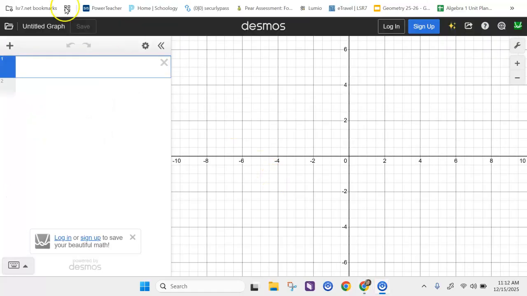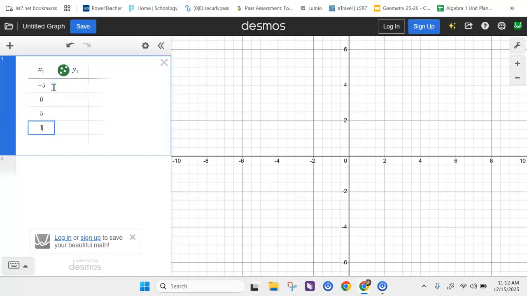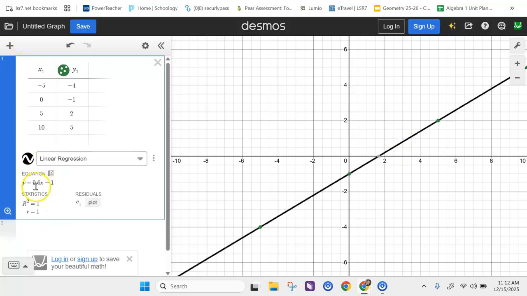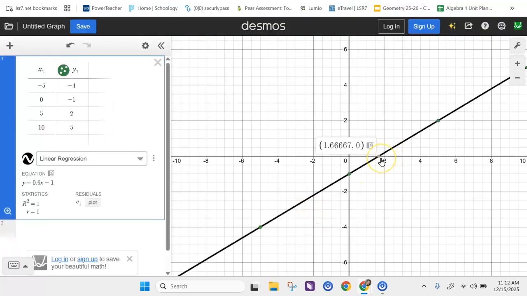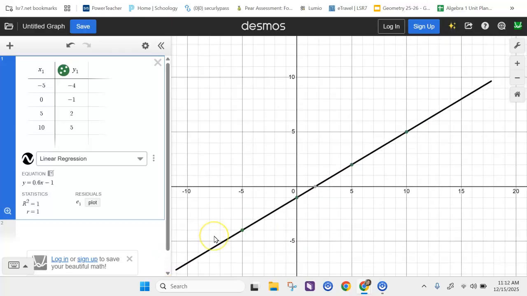Now if I wanted to put this into Desmos and check my answers, I can get this plus and do table. And I put in the table, so -5, 0, 5, 10. And then I have -4, -1, 2, and 5. And then I want to graph it, so I hit that line and it graphs it. This tells me my y-intercept, so that's 2/3, or it's not 2/3, I'm sorry, 3/5, if you change that to a fraction. So there's your A right here.